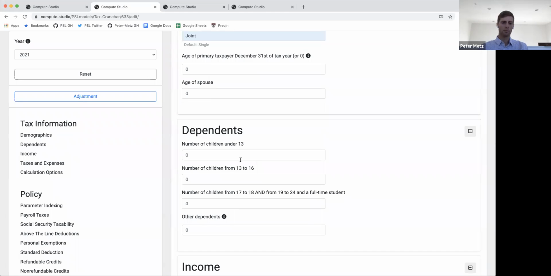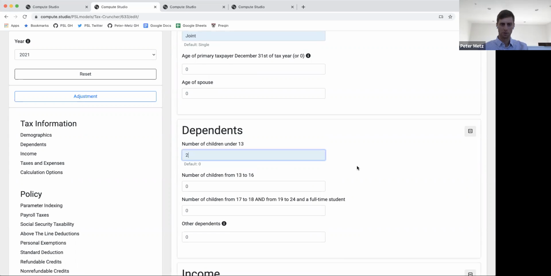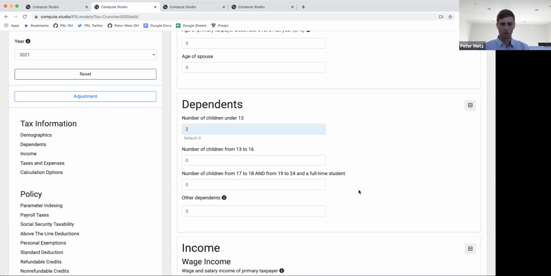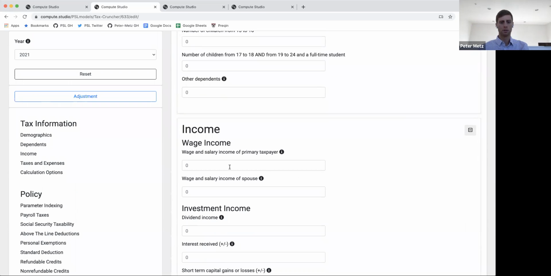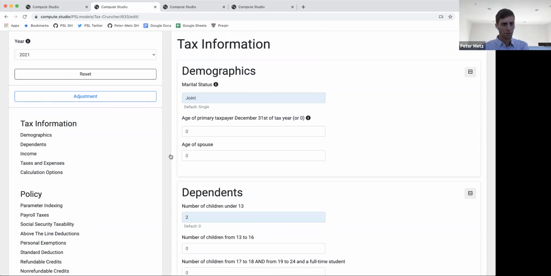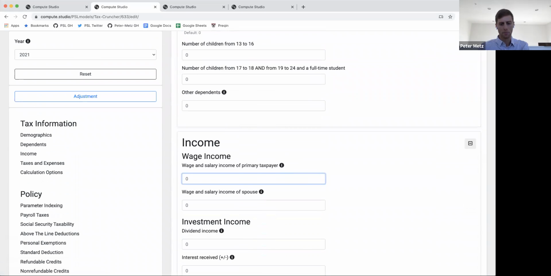So we do have dependents this time. It was like a 7-year-old and a 10-year-old. And so we'll just put a 2 for number of children under 13. We don't have any teenagers or older children. Okay, wage income. I think, did I say $45,000 in wage income?